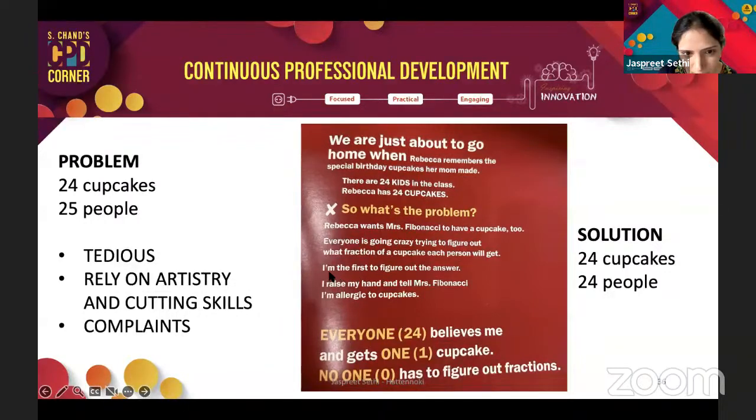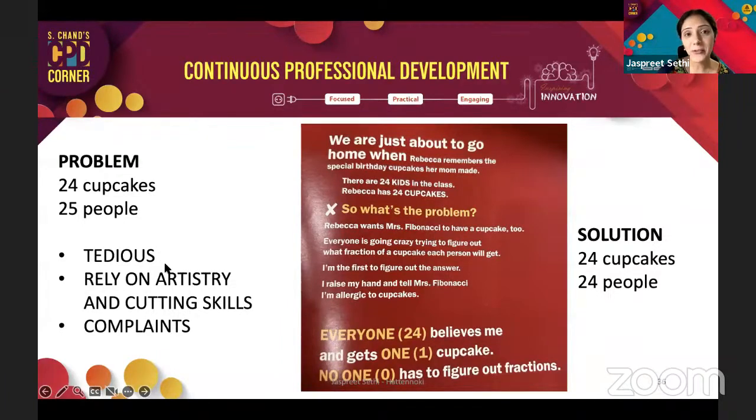I'll continue from where we stopped. I am the first to figure out the answer. I raised my hand and tell Mrs. Fibonacci I'm allergic to cupcakes. Everyone believes me and gets one cupcake. No one has to figure out fractions. And that's how we sometimes solve problems in life, because it's tedious.